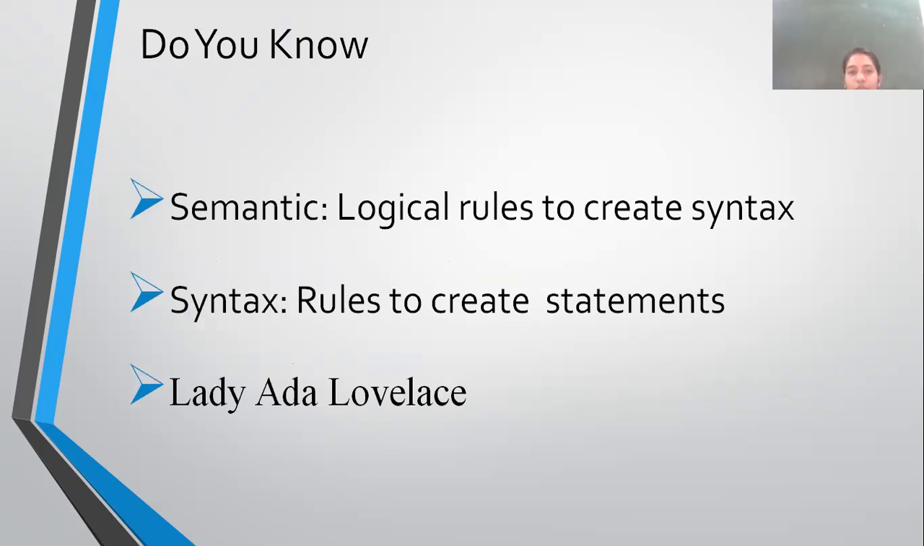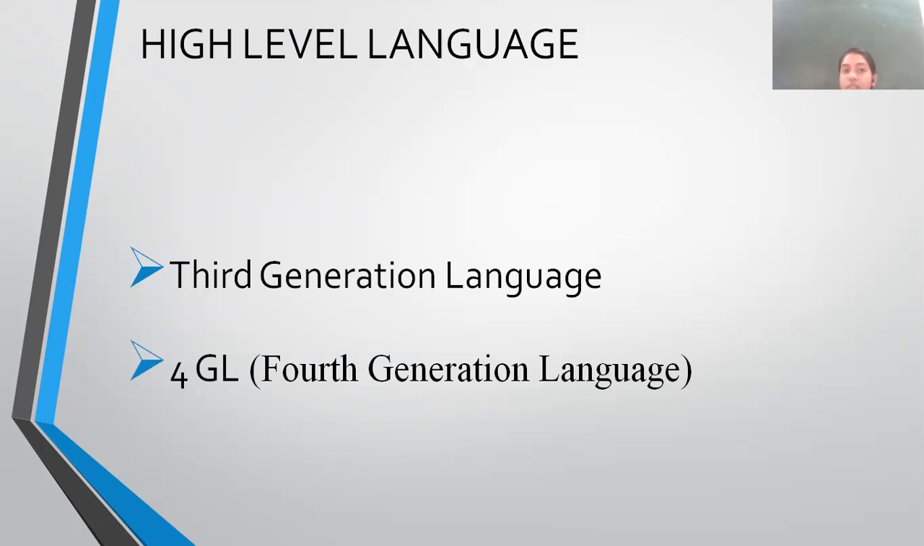Before proceeding further, I will show you a small video. It's a very interesting video on the basic language, its types, and the language processor. Then we'll come back to the video.